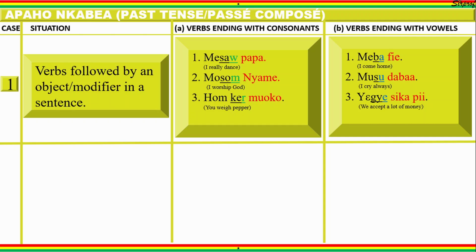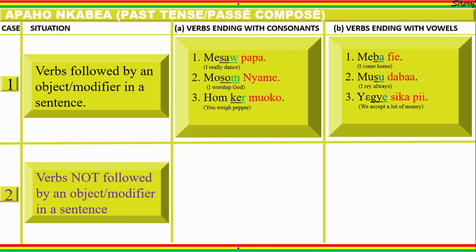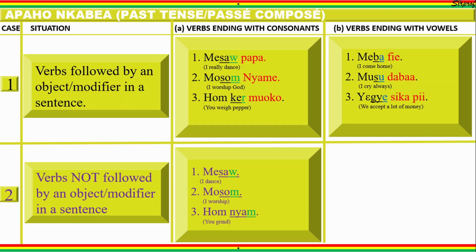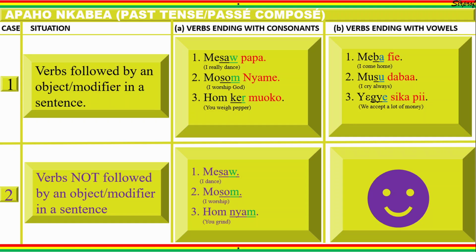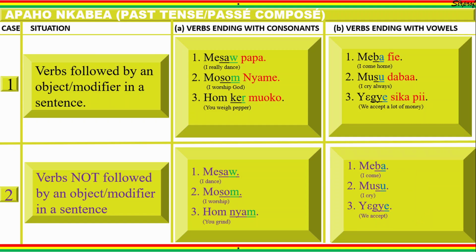mebafie, musu daba, yeje sikapi. Those words in red are what we refer to as objects or modifiers. In the second situation, for verbs not followed by an object or a modifier in a sentence, we discussed those consonants in our previous lesson. For verbs ending with vowels, we have meba, musu, yeje.